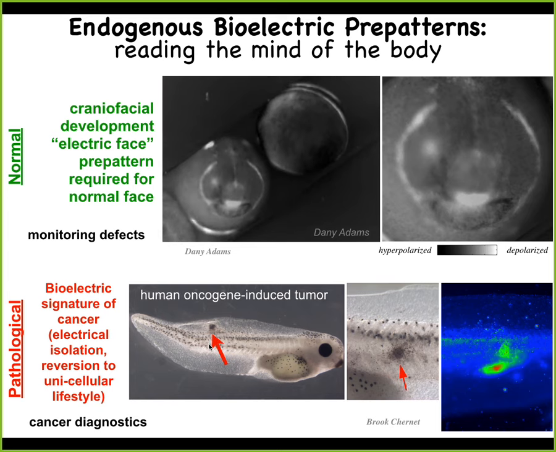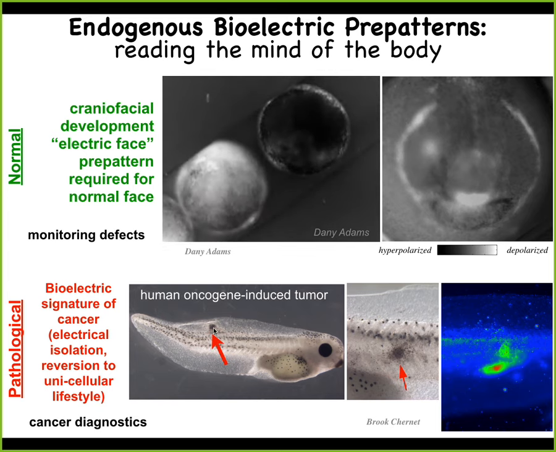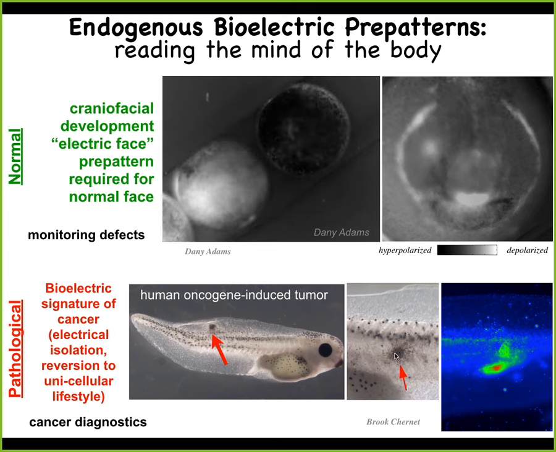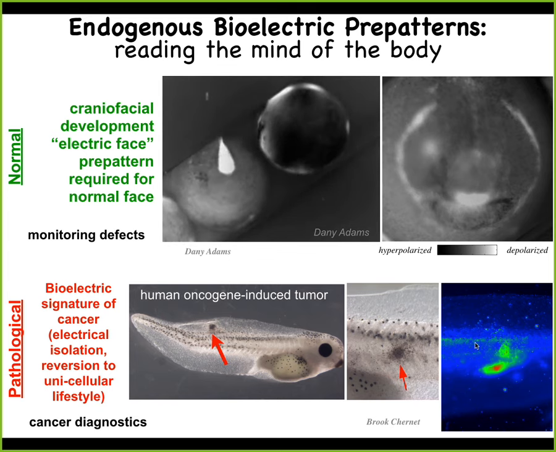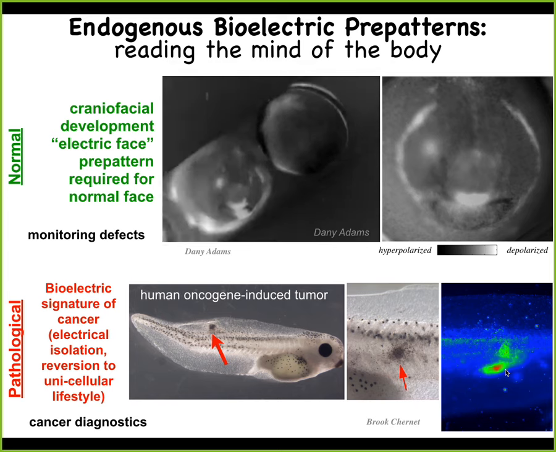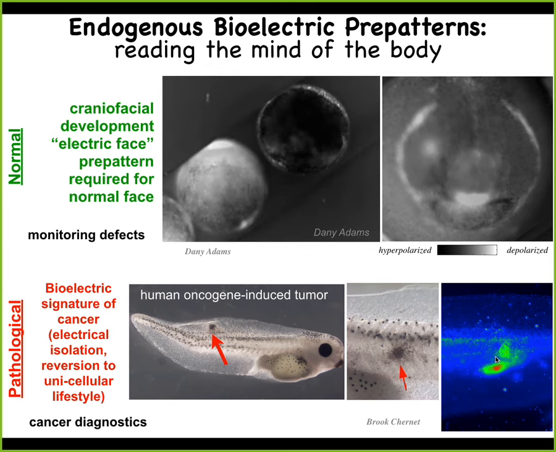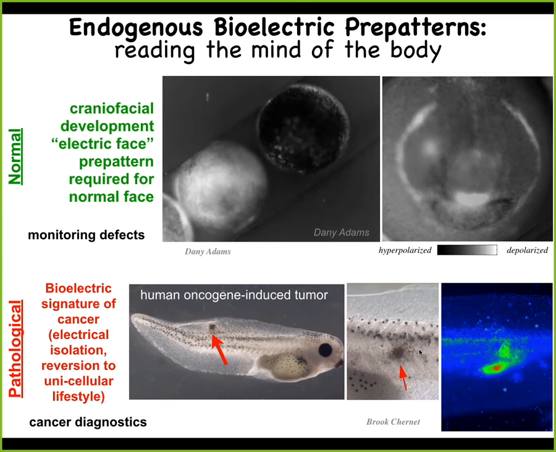Now, there are also patterns that are pathological. If we introduce a human oncogene into these tadpoles, the oncogene will make a tumor, but the way it does it is by disconnecting cells from the electrical network. So here you can see this is where the tumor is going to be, and there's a bunch of escapee, straggler cells here, that are going to basically disconnect from the network, roll back to their unicellular lifestyle, and just treat the rest of the body as external environment, right?